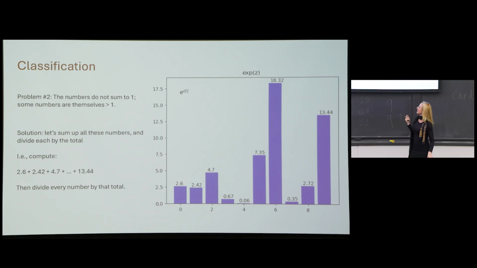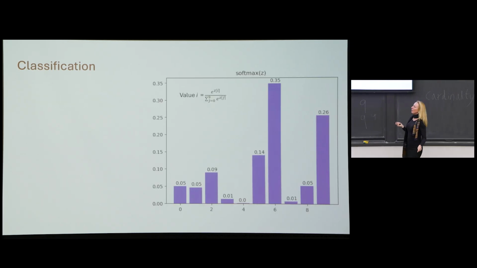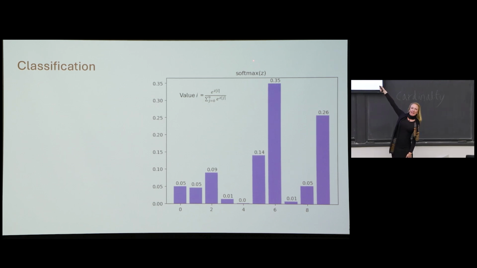Cute little trick, works every time. And what we get out is something like this. So notice that 6 is still the biggest, right? Now it's something we can consider a probability, 0.35. 4 is still the lowest. I mean, this is decimal point rounding.